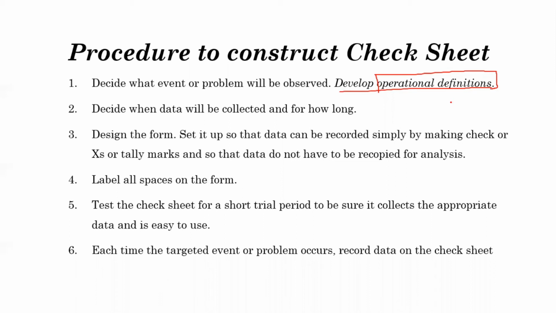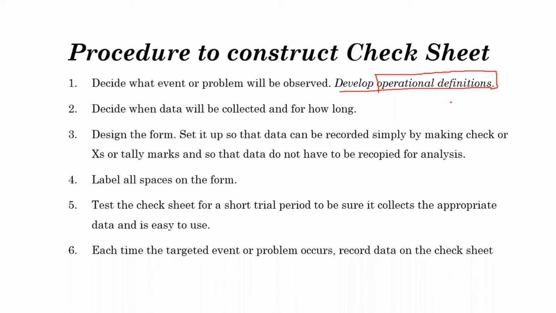In order to say that something exists or does not exist, the data collector would use this operational definition. The other thing that you have to decide in your data collection is when the data would be collected and for how long. This is a matter of sampling. The data that you collect needs to be well representative of the process. So when will you collect data and for how long?